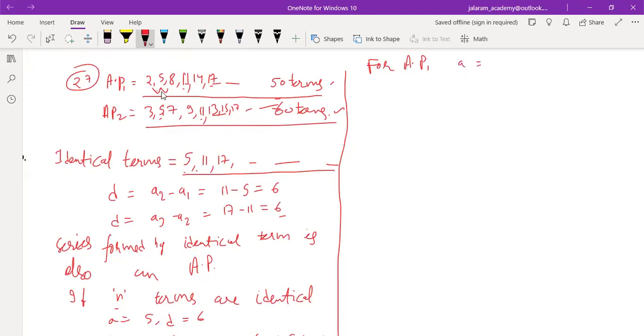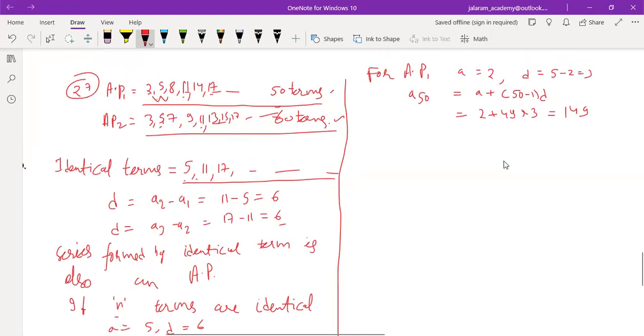In this, A is 2, D is 5 minus 2 equals 3. So the 50th term is A plus 50 minus 1 into D, that is 2 plus 49 into 3, which is 149. Is that clear to you?